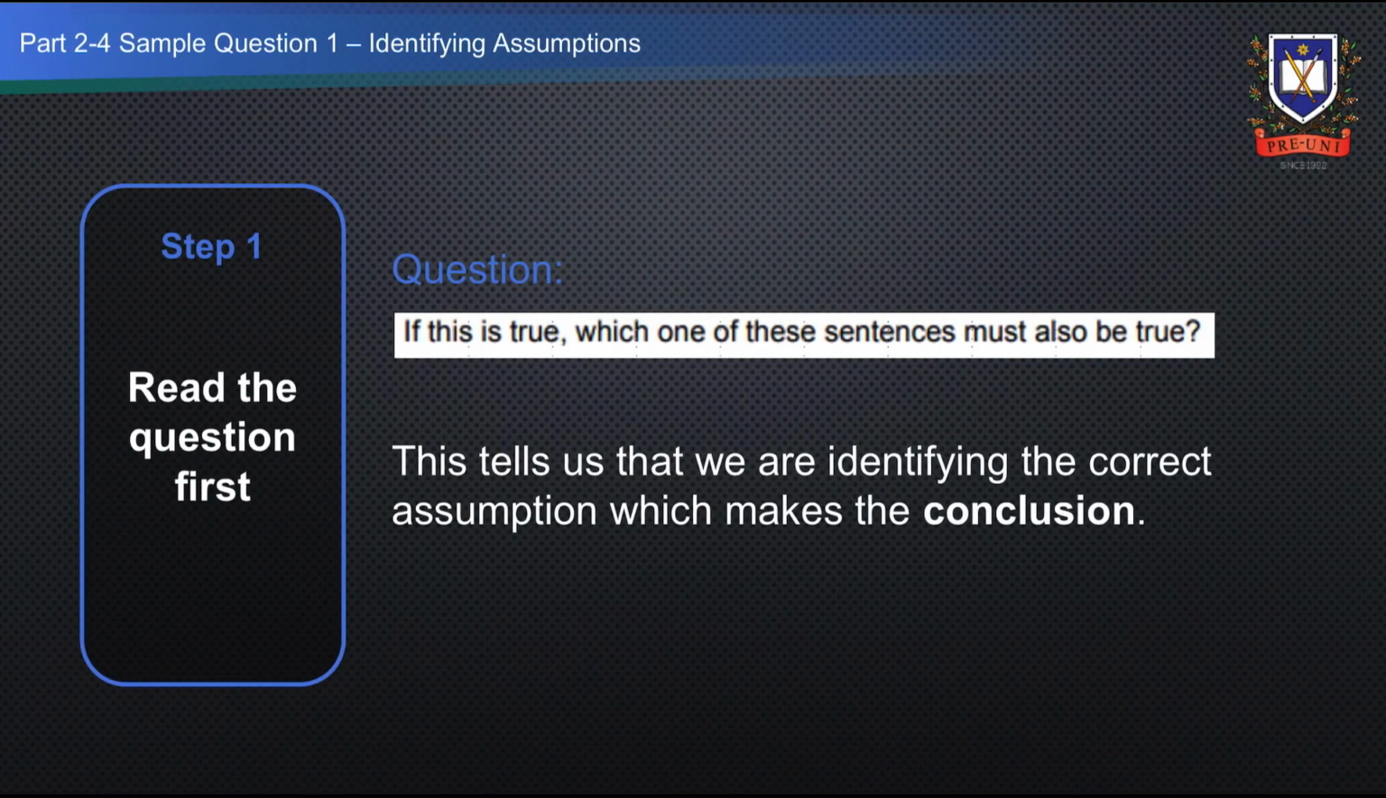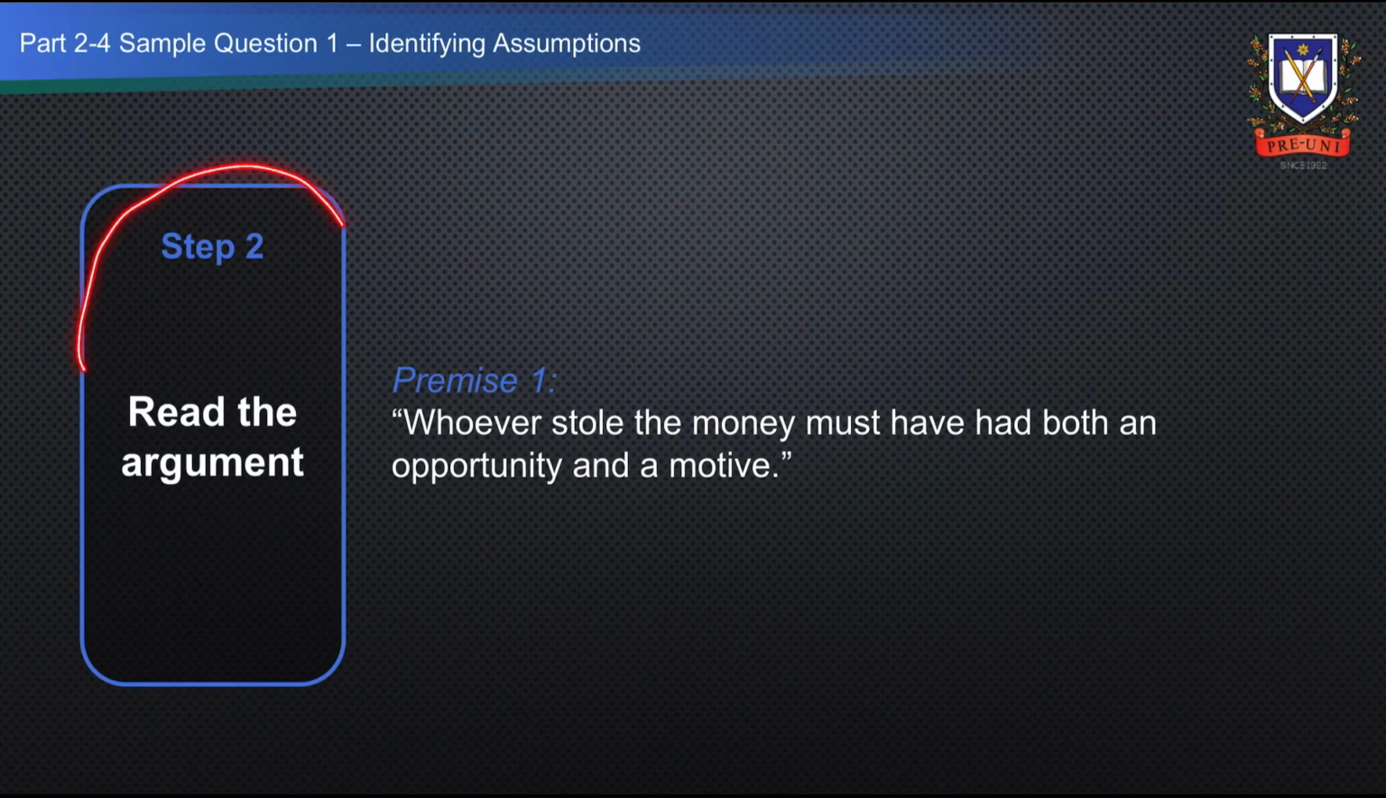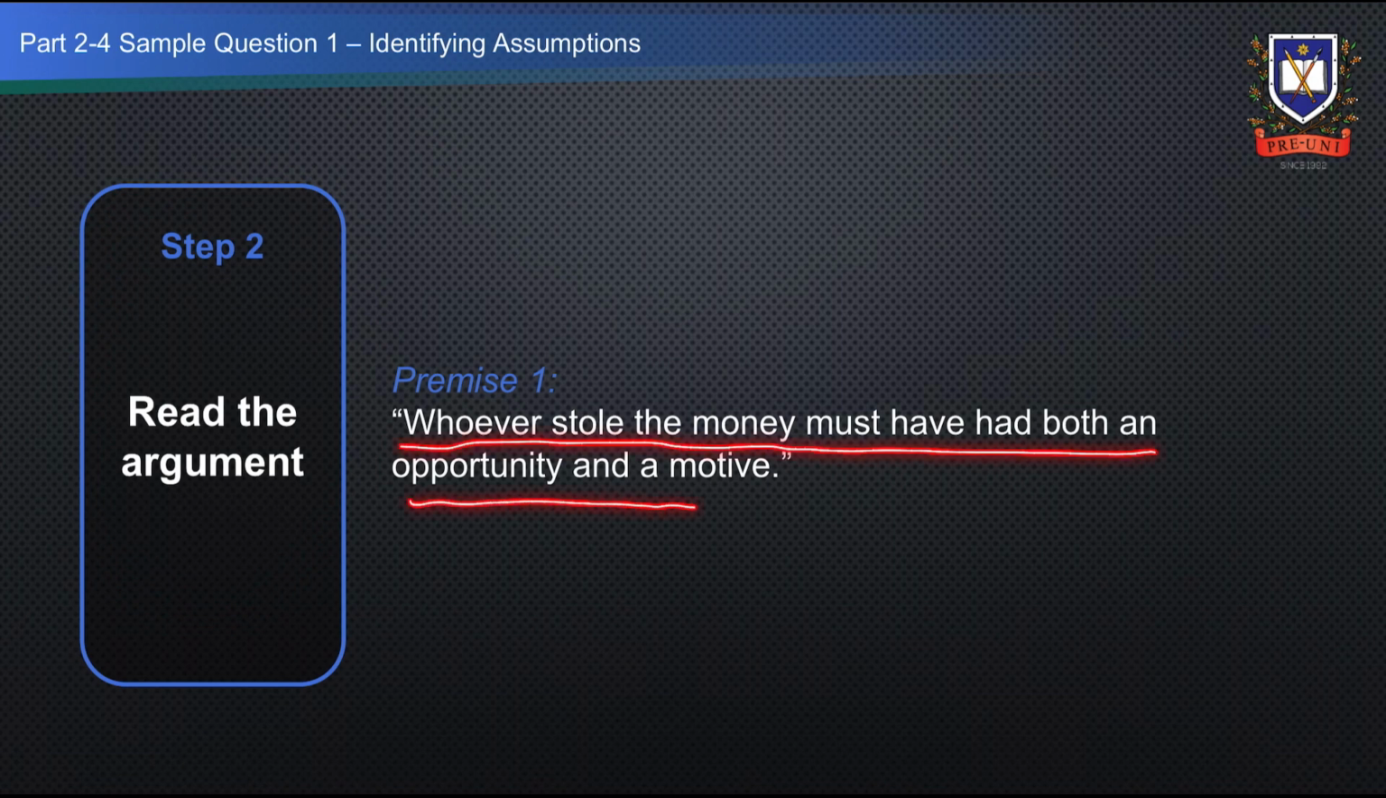The first step is to read the question and determine what it is asking. Since it is asking us, if this is true, which one of these sentences must also be true, we are looking for an answer option that correctly assumes a conclusion based off the given argument. The next step is to read the argument and identify the premises. The premise here is simple. Whoever stole the money must have had both an opportunity and a motive.